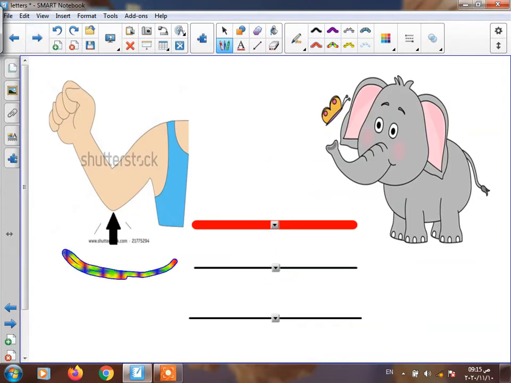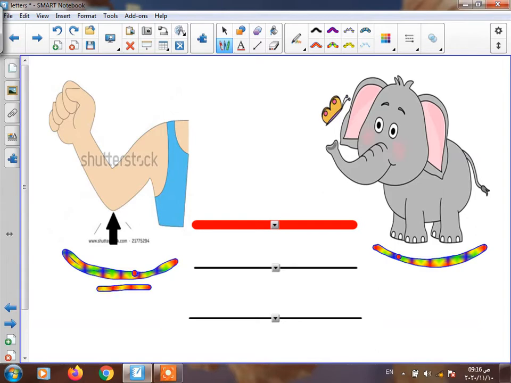Kijitu, what is it? It's an elbow. Okay, Kijitu, what is it? It's an elephant. Elbow, elephant. Start with sound E. Start with letter E.